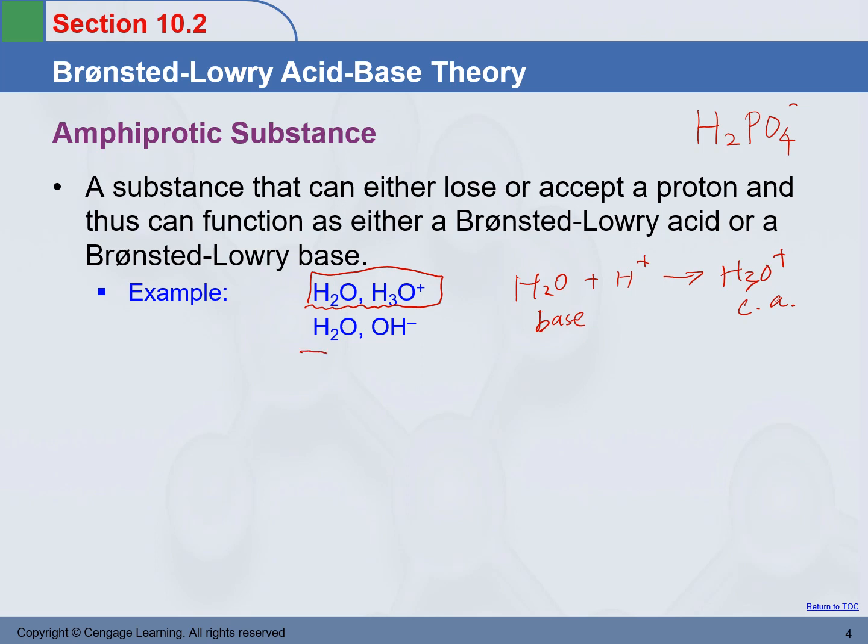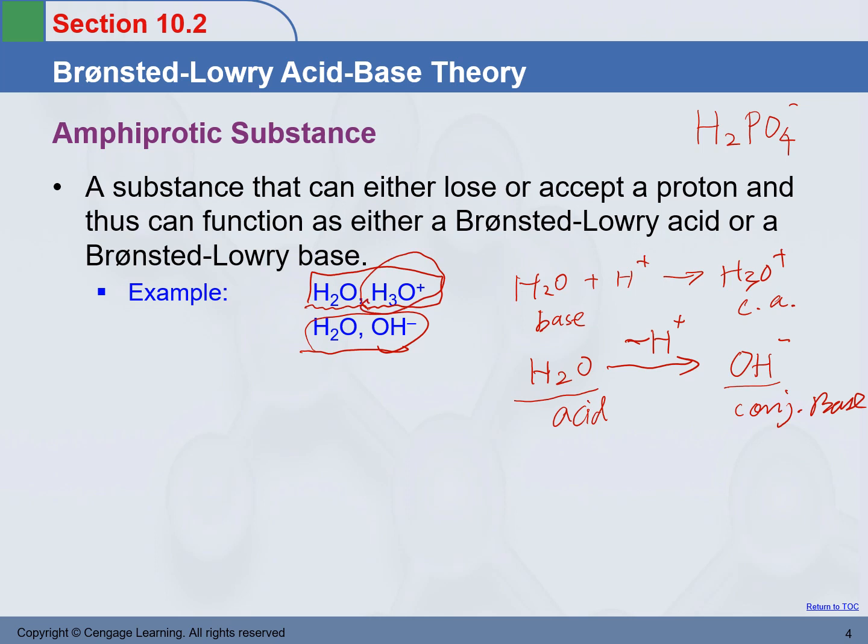In the second case, water lost the proton. If you take a proton away from water, take one H away, OH is left, and take a positive charge away, a negative charge is left. So this is another conjugate acid-base pair. In this pair, water is the acid because it is donating a proton. And this is the conjugate base. Make sense? Okay.